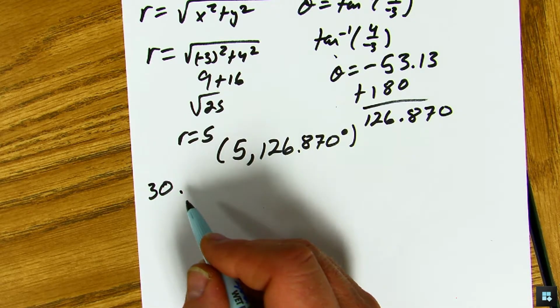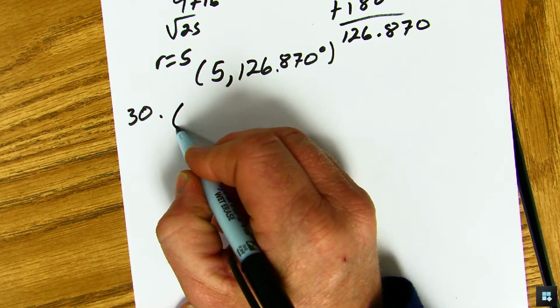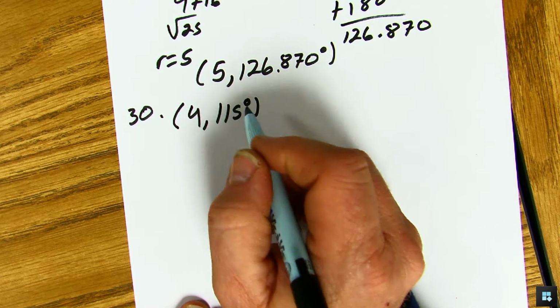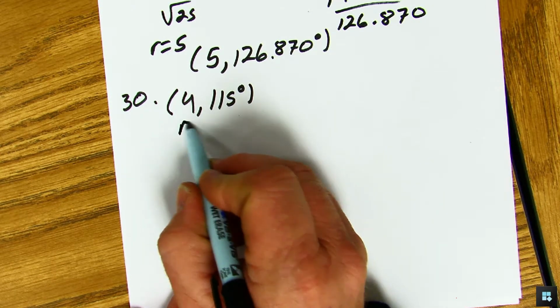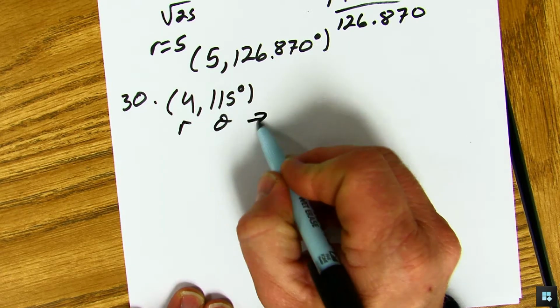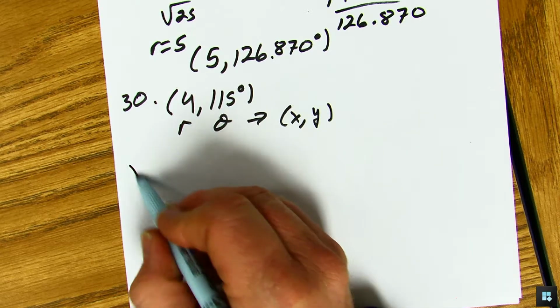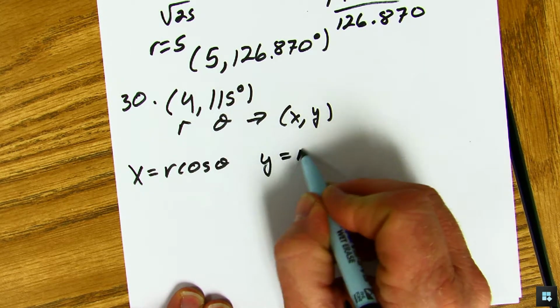Let's take a look at 30. I'll scoot up a bit. 30 says convert the polar point 4, 115 degrees to rectangular. Okay, no problem. So this is r, this is theta, and I need to turn it into an x and a y. Remember, x equals r cosine theta, y equals r sine theta.